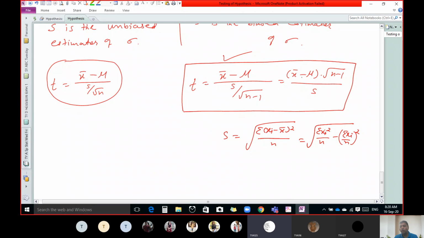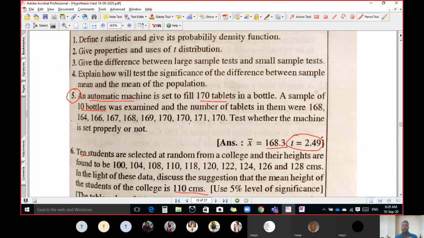X bar is known, mu is known. So x bar minus mu, that is also a simple calculation. Into 3, we get the numerator. Now the question is how to calculate s.